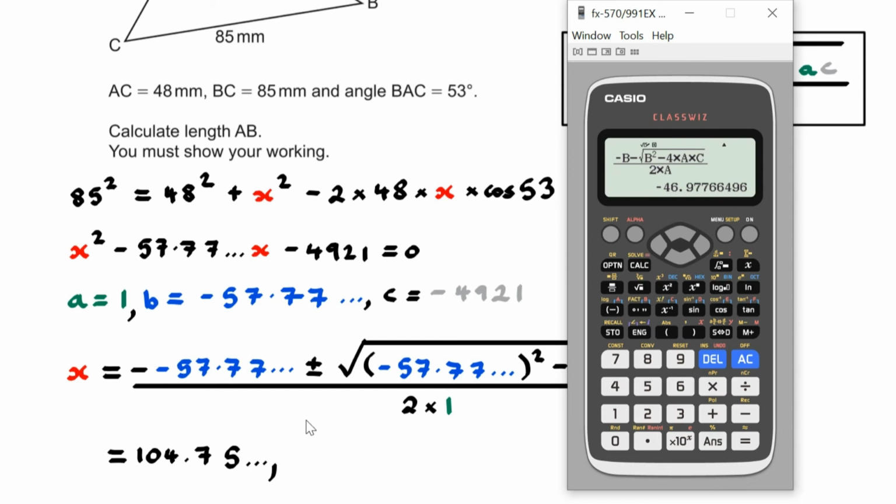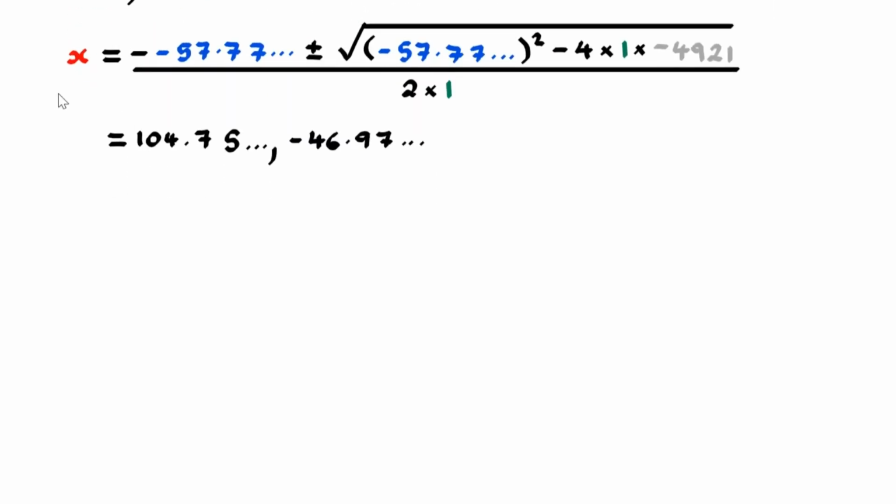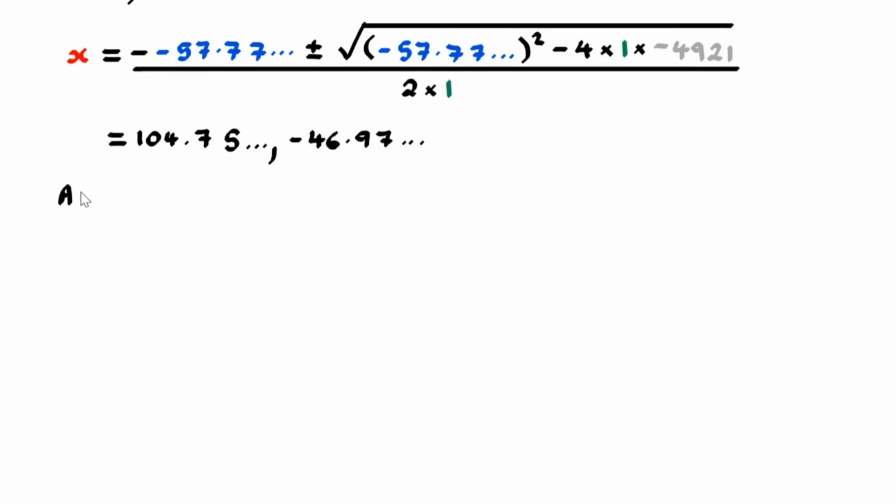The other value, well, we just need to take the negative instead. And it turns out we get minus 46.97 etc. Now it makes sense for us then to take the positive value, and that's because x must be greater than 0. So because x is greater than 0, we can conclude x is equal to 105 to 3 significant figures. So let's put over here 105 given to 3 significant figures.